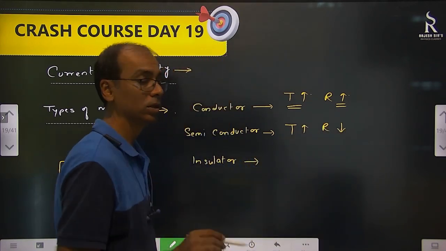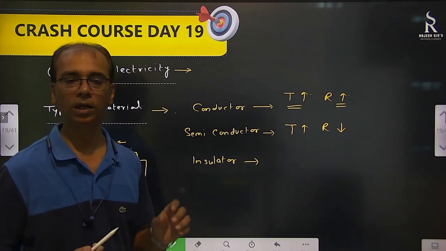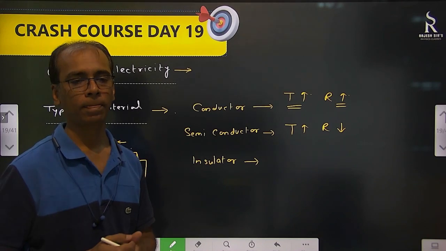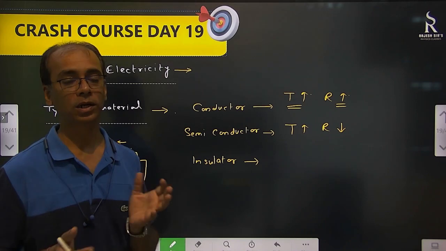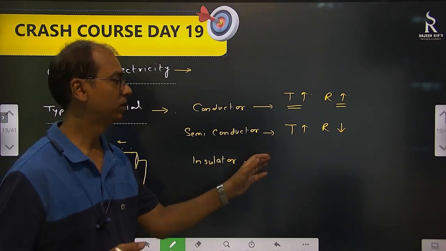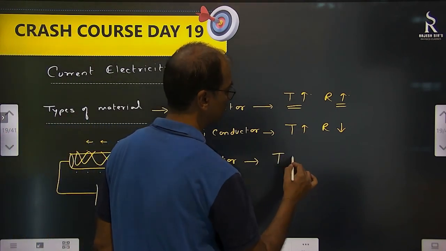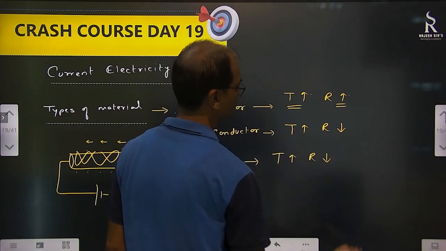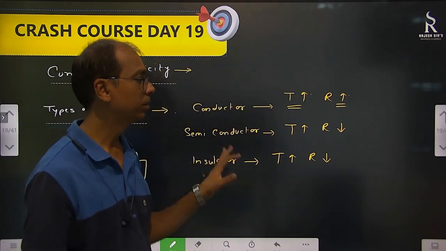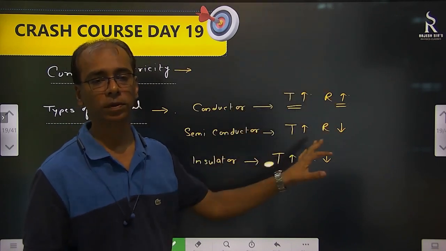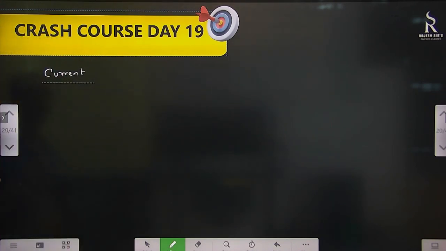Why? Because when you are increasing the temperature in semiconductors, you are making certain electrons go to the surface. Already there are very few electrons on the surface, so you made some electrons free and they reached the surface. So now there are more electrons for conduction. Because of that, we say resistance decreases. Insulators are also the same: when temperature increases, resistance decreases. So we should know the role of temperature in resistance. Okay, let's move ahead.